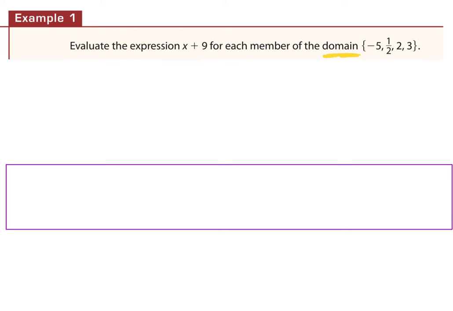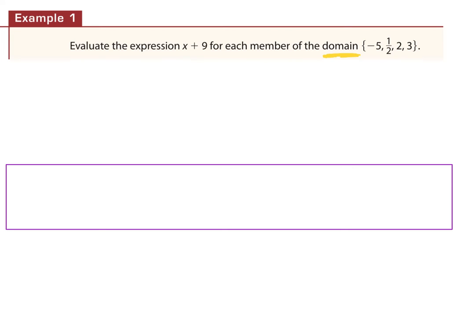So they have given us the domain. The domain here is a set of numbers, which we should recognize by that little set symbol. And it is -5, 1/2, 2, 3. So they have said x can be one of 4 different things. And I've given you the 4 things that x can be. Now, I want you to tell me what happens when you plug in each one of those.